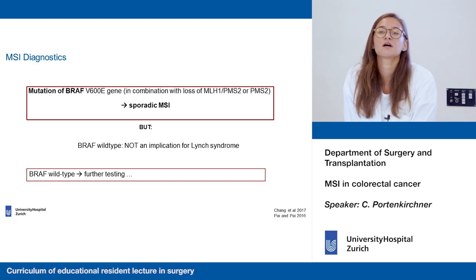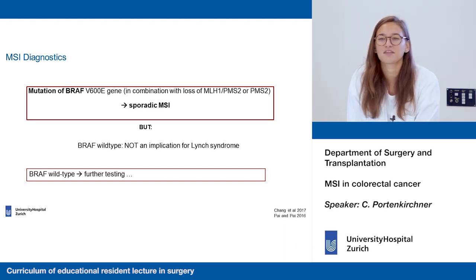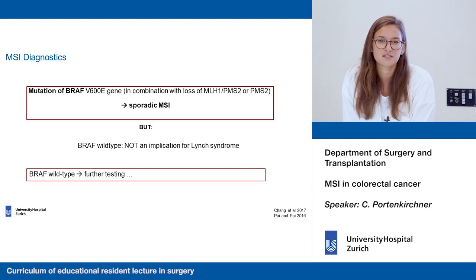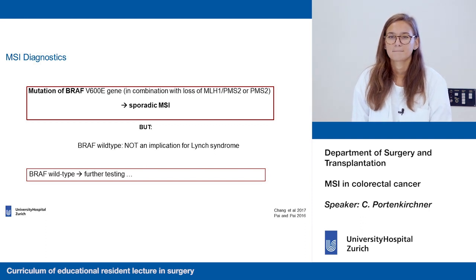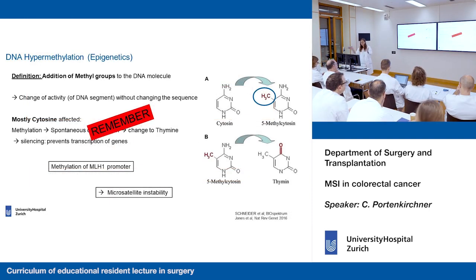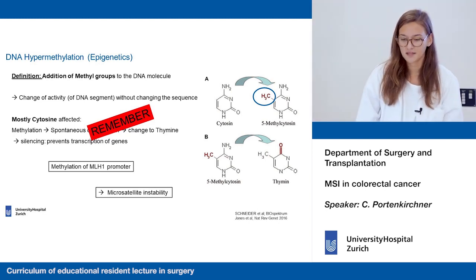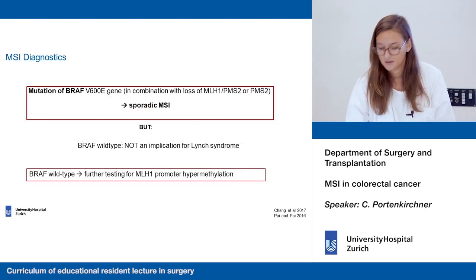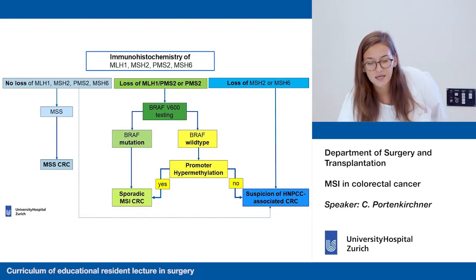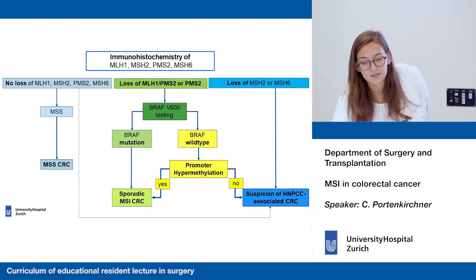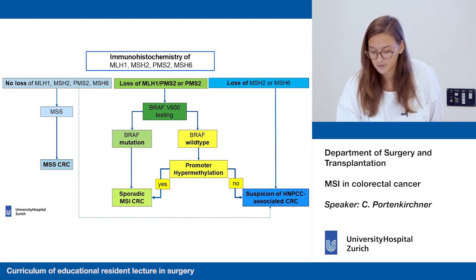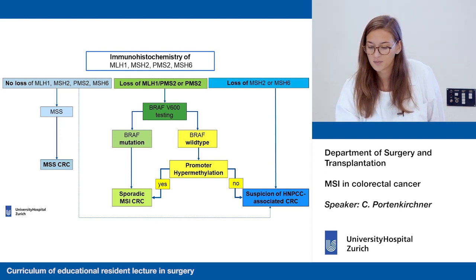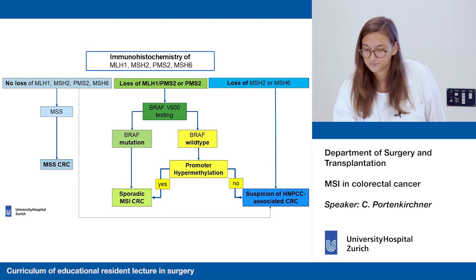So if we have colorectal cancer with the BRAF wild type and the loss of MLH1 and PMS2, we have to perform further testing. So now a question to my colleagues, maybe a tricky one, but I think you will know. You already heard about it. How can we distinguish between an epigenetic, a sporadic MSI CRC, or a germline mutation? Maybe the hypermethylation, as told before? Yes, remember, very good. So a methylation of the MLH1 promoter test has to be performed. If we look at this slide again, we have a loss of MLH1 and/or PMS2, so we perform BRAF testing. If we have a BRAF wild type, we perform promoter hypermethylation testing to distinguish either a sporadic pathway or a suspicion of HNPCC.